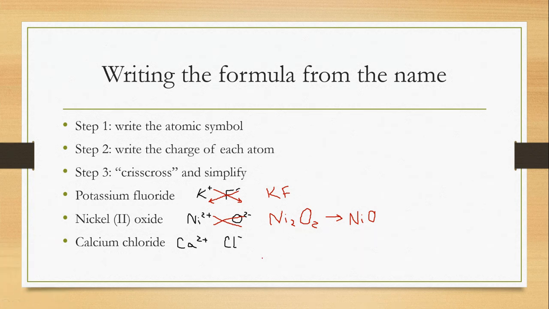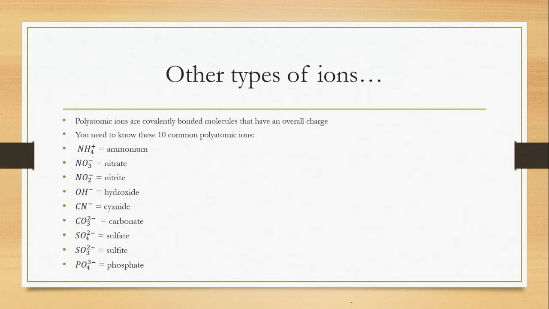We'll crisscross them. So now I have calcium with a 1. We never write the 1. We just assume it's 1 if there's nothing there. And then we have chlorine with a 2. And that tells me calcium chloride, CaCl2. And that's all.